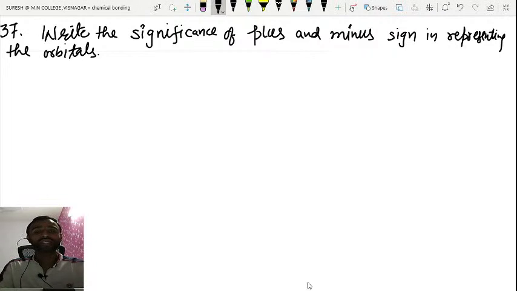We are doing the exercise of chemical bonding. Up to 36 we have done. Now, question number 37: write the significance of plus and minus sign in representing the orbitals. So, tell me, what is the answer? What is the significance of plus and minus sign?